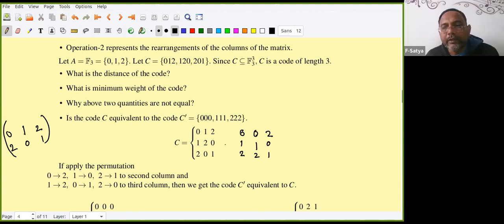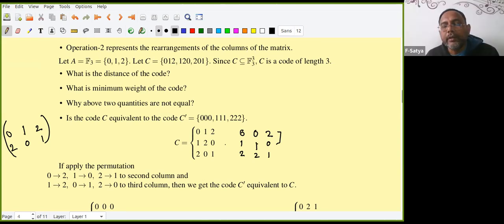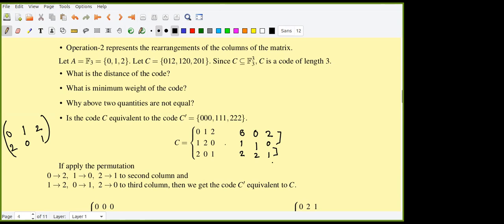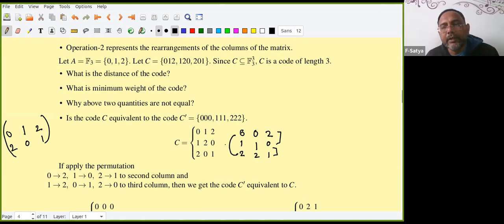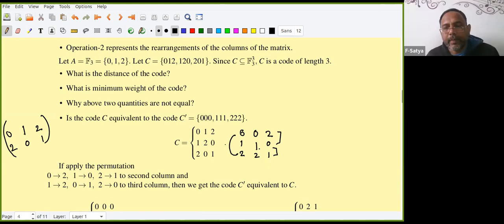Distance. What is the distance between these two code words? 3. Distance is how many places they are distinct. What is the distance between these two? 3. And the distance between these two is also still 3, because these two are different. These two are different. So again, the distance has not changed. All those things are the same.